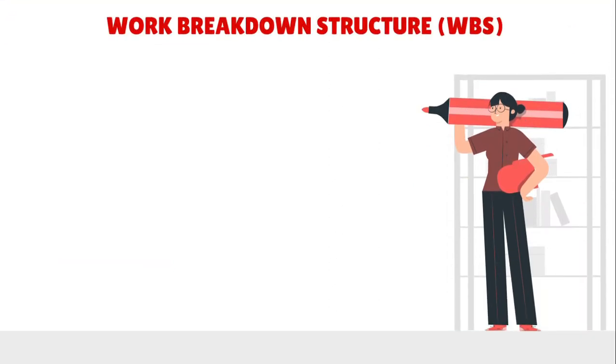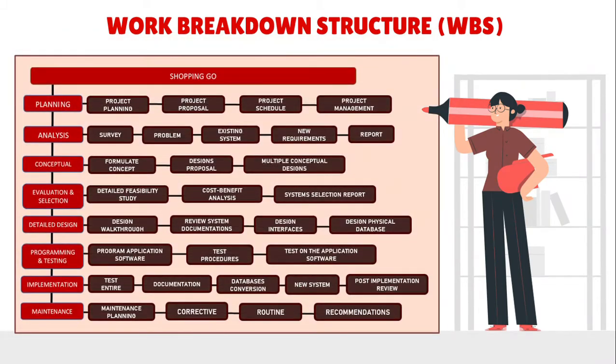Next, work breakdown structure, WBS. There are 8 system development life cycle phases, and each phase has its specific tasks or activities upon project completion. First phase is the system planning, which consists of project planning, project proposal and schedule, and project management.